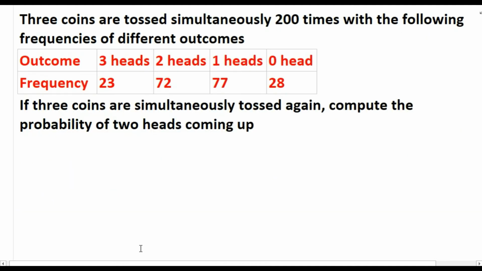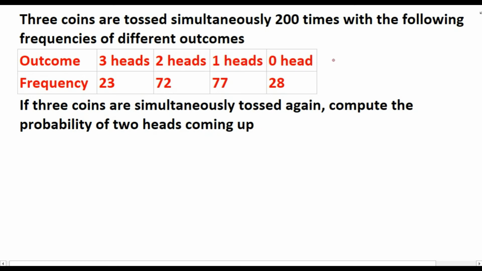So next question, 3 coins were tossed simultaneously 200 times with the following frequencies of different outcomes. So when you toss 3 coins, 23 times 3 heads occur, 72 times 2 heads occur, 77 times 1 head occurs, and 28 times no head occurs. If 3 coins are simultaneously tossed again, compute the probability of 2 heads coming up.